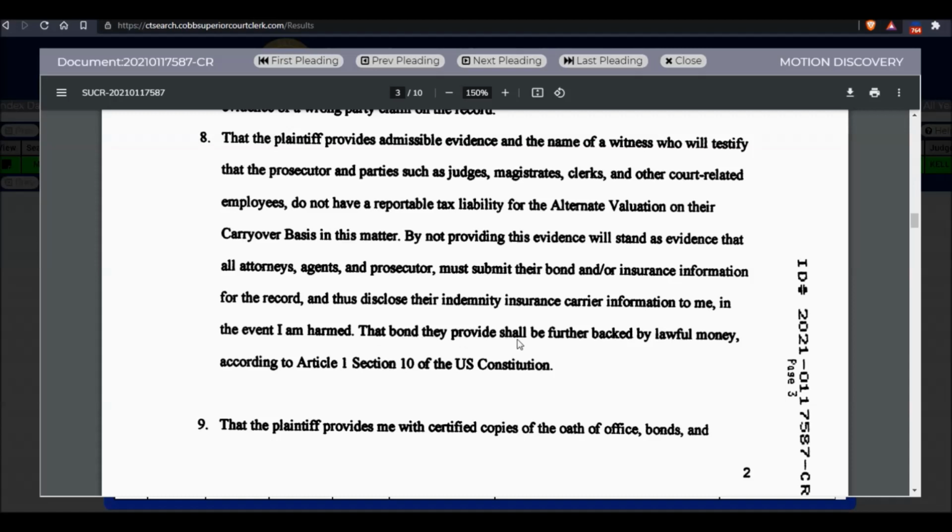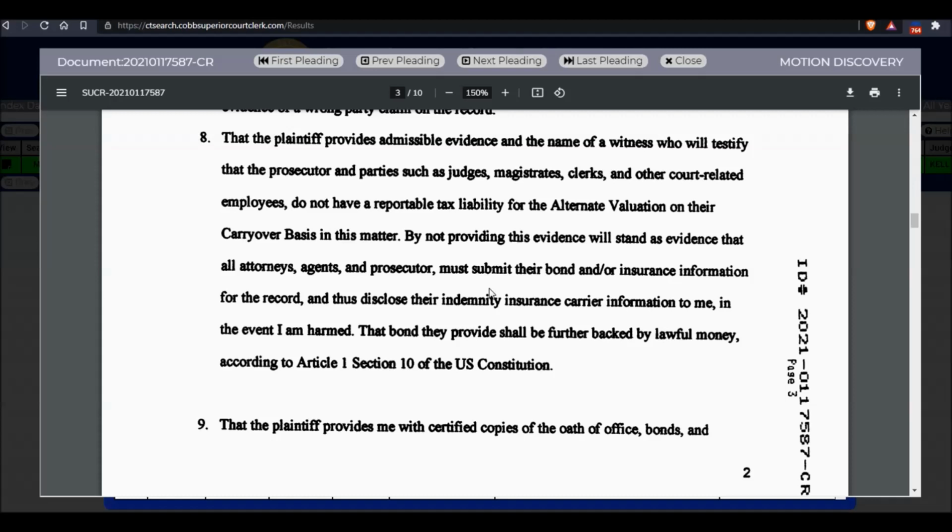That bond they provide shall be further backed by lawful money according to Article 1, Section 10 of the U.S. Constitution. Vague. Lawful money can be Federal Reserve note based on contract. Yeah, gold and silver, but there are other collaterals involved. Go read 4 U.S.C. and 8 U.S.C. regarding obligation of the United States, and you will see that it's not just gold and silver.